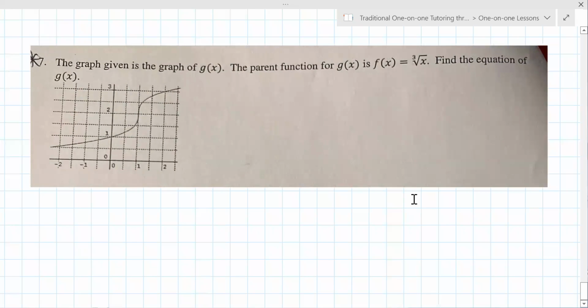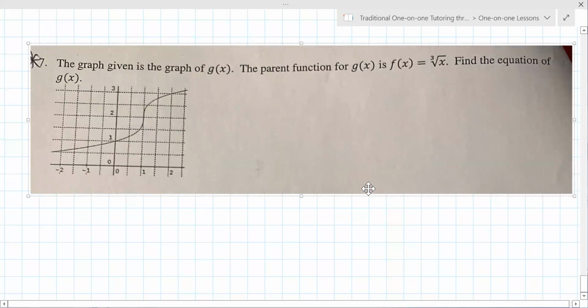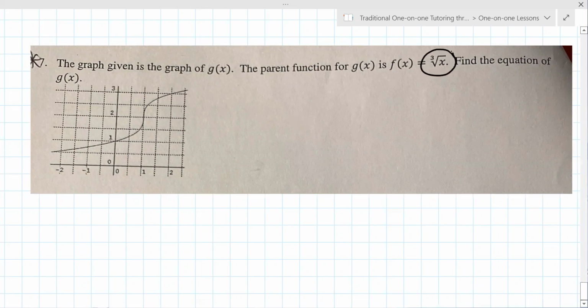All right, the graph given is the graph of g of x. The parent function for g of x is the cube root of x. You're supposed to know there's like 10 parent functions. You're supposed to know all of them. I understand if you don't, it's a lot to remember. You have to remember where this point is supposed to be, and it's supposed to be back here at the origin.